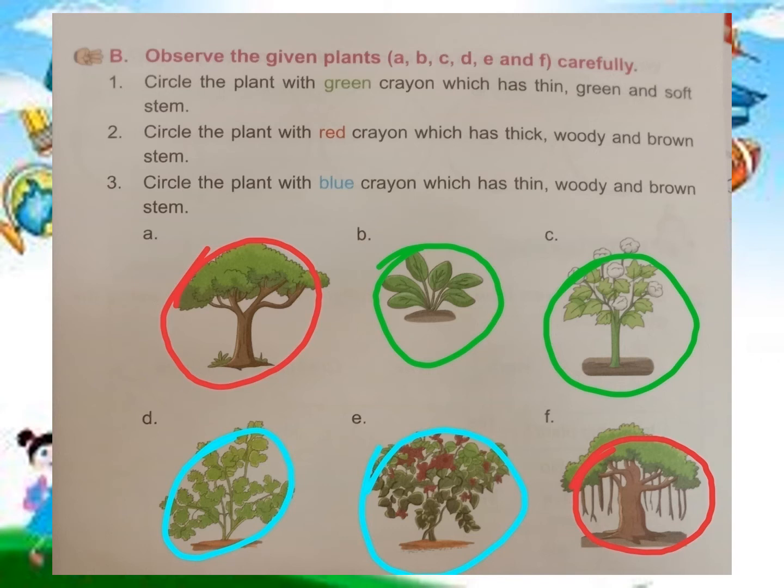A and F. Third one, circle the plant with blue crayon which has a thin, woody and brown stem. Thin, woody and brown stem. They are, what is that? Shrubs. What is that? Shrubs. D and E. D and E. All of you check your homework. Have you checked, children? Okay, now we are going to the next homework.